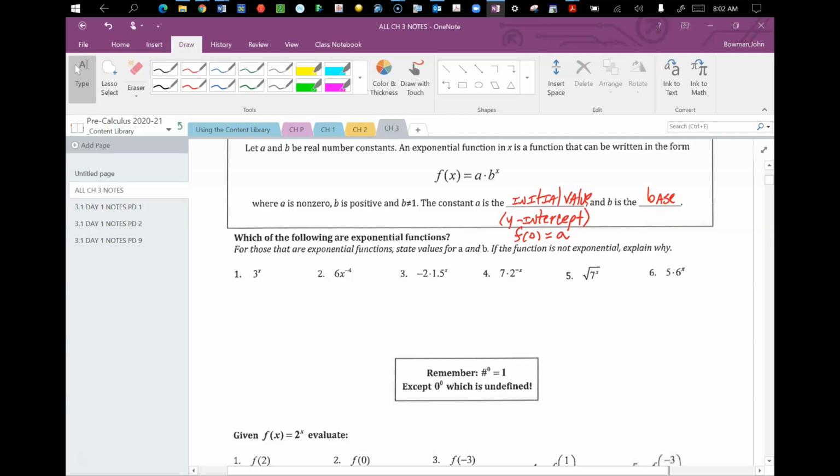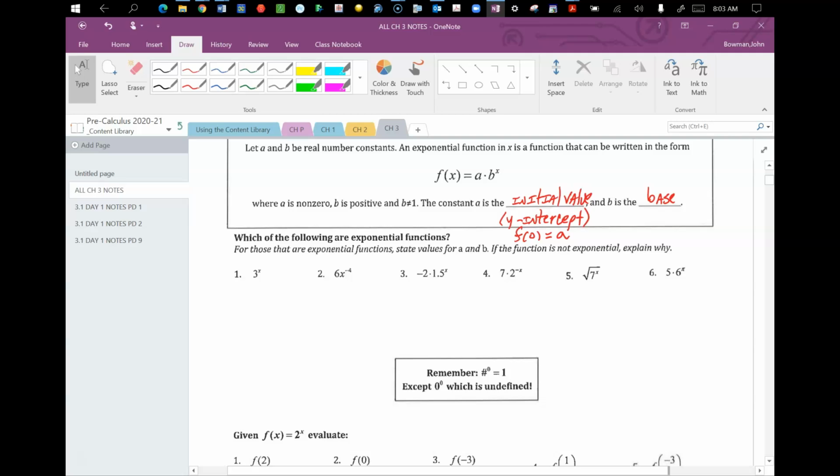So one of the things you have to be able to do is to recognize whether or not a function is an exponential function, and very often students get confused by that. The one thing I like to remind people is that the variable is in the exponent. You have to have an a value, you have to have a b value. a cannot be 0. b has to be positive and not equal to 1.